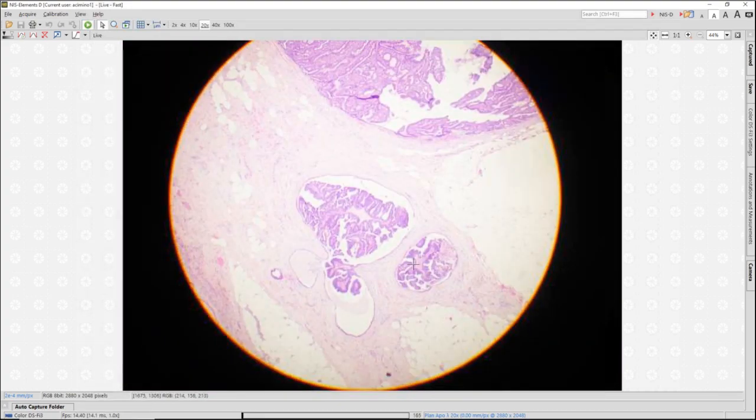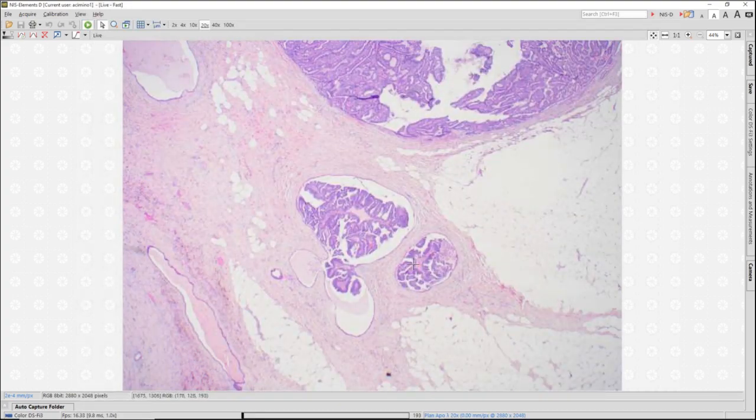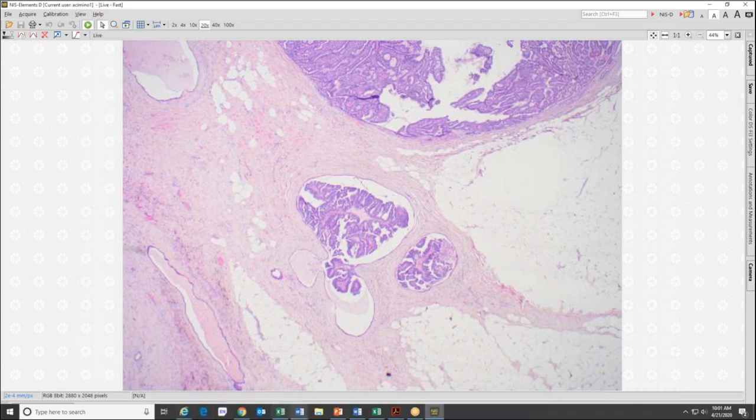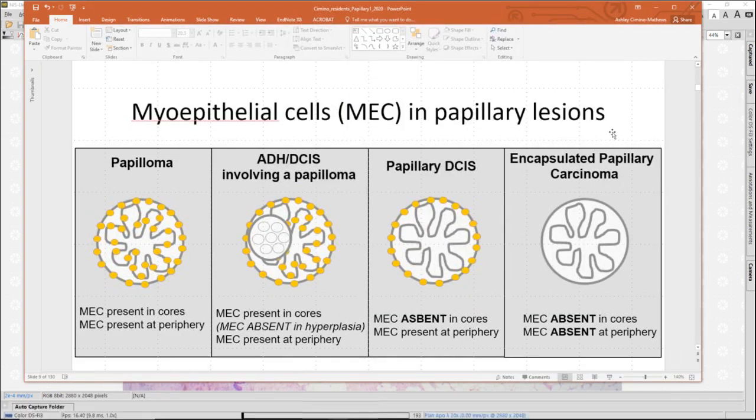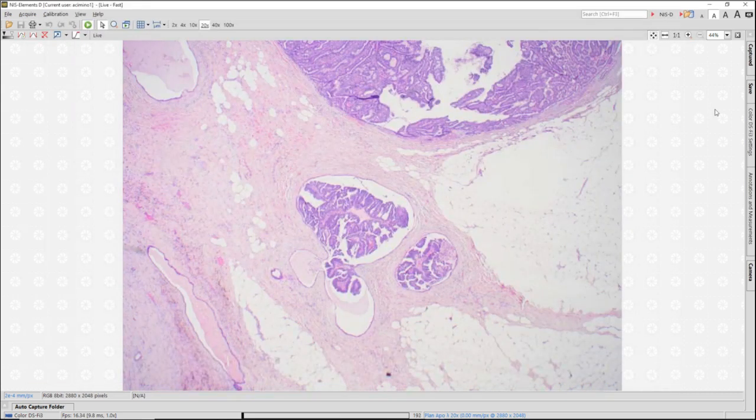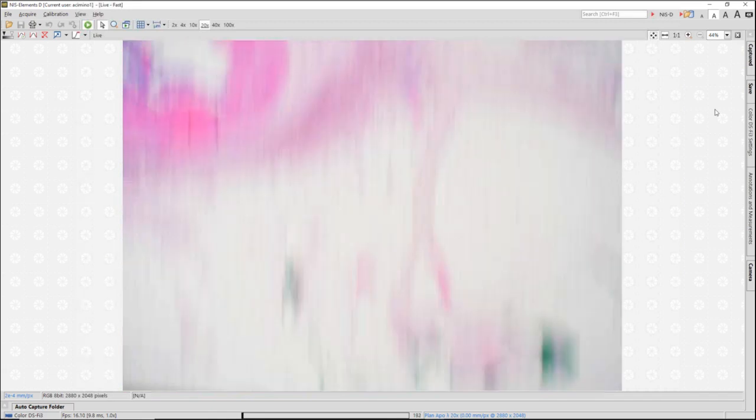There are 2 entities we don't want to miscall encapsulated papillary carcinoma. One is a true invasive papillary carcinoma. That's a rare entity and it's a different entity. Recall I said encapsulated papillary carcinoma maintains, in general, a fairly rounded, smooth architecture and is low nuclear grade. I'm going to show you an example of an invasive papillary carcinoma.